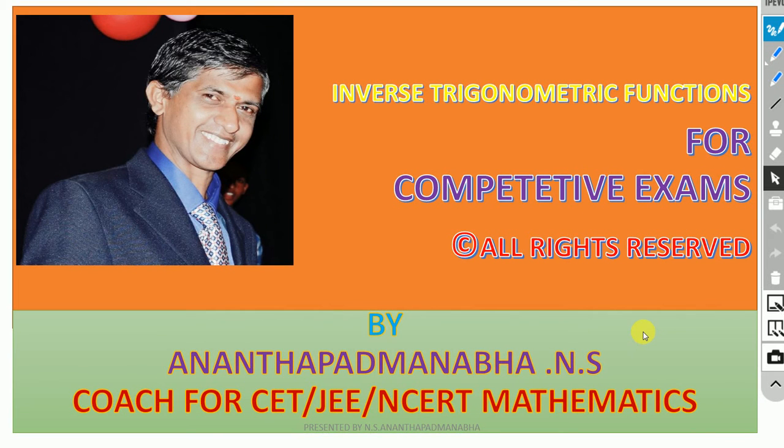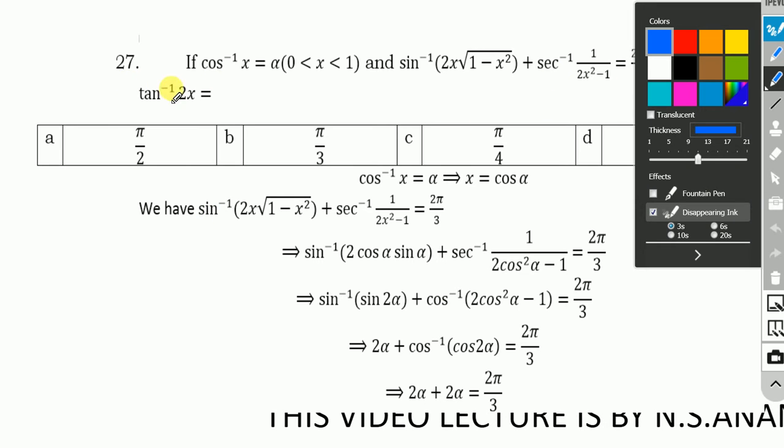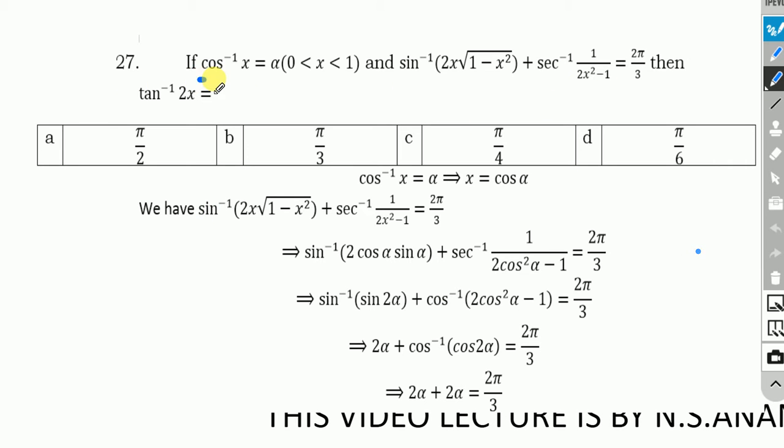If cos inverse x is equal to alpha, where x lies between 0 and 1, and sin inverse of 2x into root of 1 minus x square plus secant inverse of 1 by 2x square minus 1 is equal to 2 pi by 3, then tan inverse of 2x is equal to. So let us use this given expression to find tan inverse of 2x.